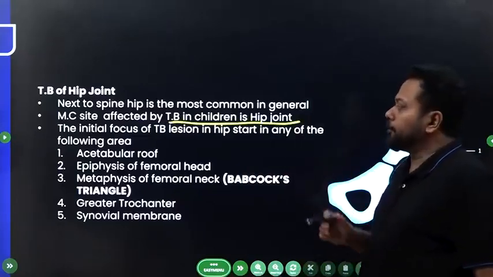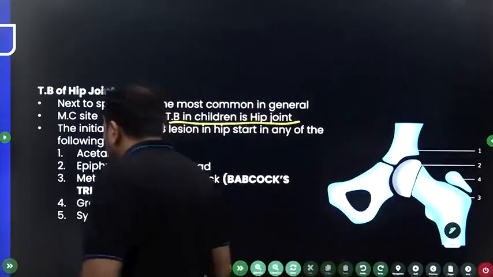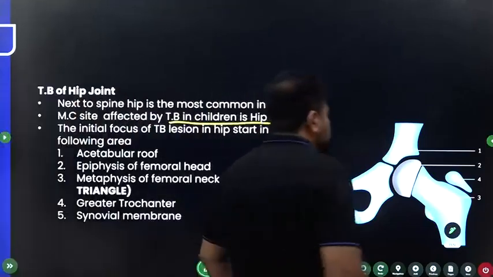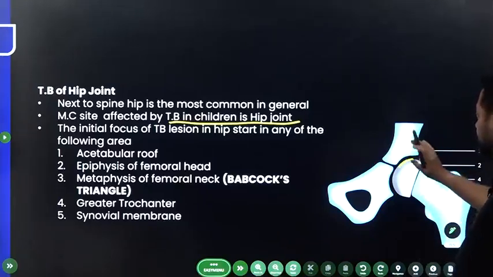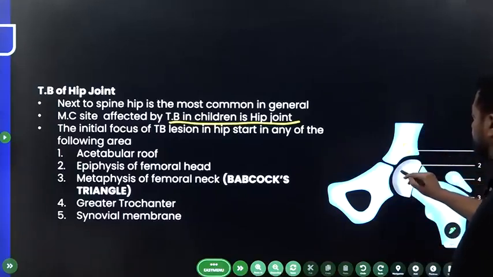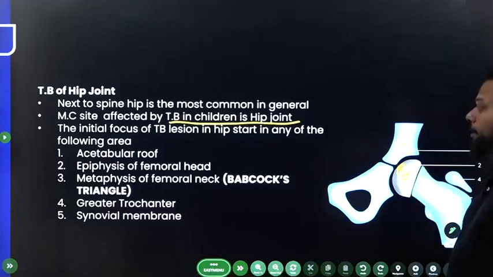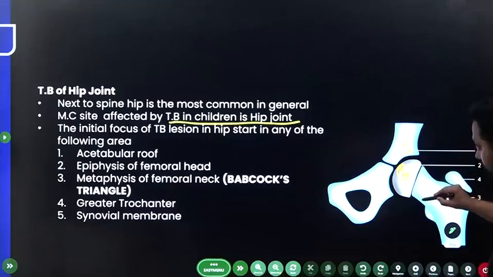The initial focus of tuberculosis lesion in the hip starts at any part of the following. The most common site is the acetabular roof. Second, the epiphysis of the femoral head. Third, the metaphysis of the femoral neck, this area, which is called Babcock's triangle.